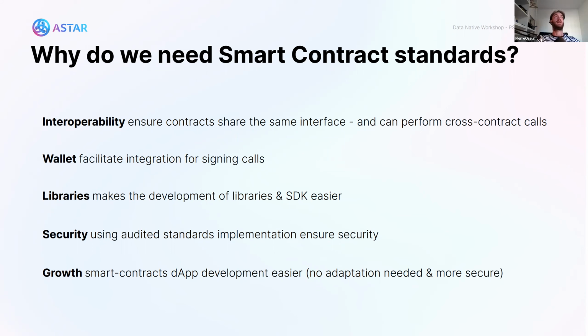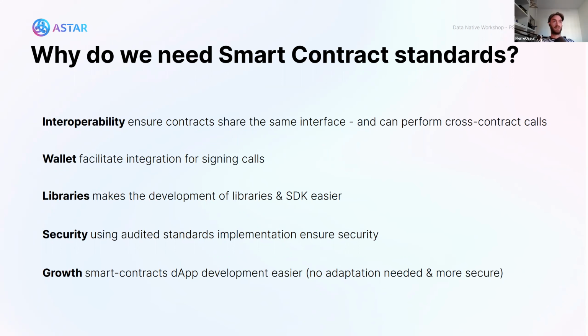Also, wallets communicate directly with the function name, so it's way easier for them if everything is standardized. It's the same for libraries and SDKs, for example in JavaScript, that you use directly for your front end or your wallet. They also need a standardization of the names in order to communicate directly with the smart contract.